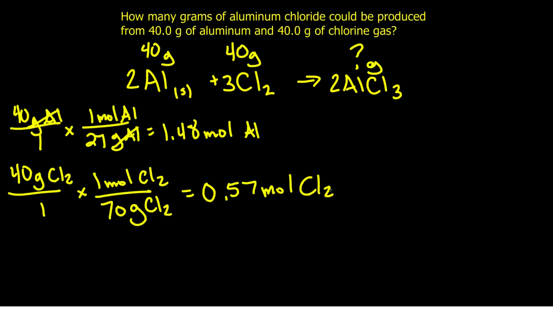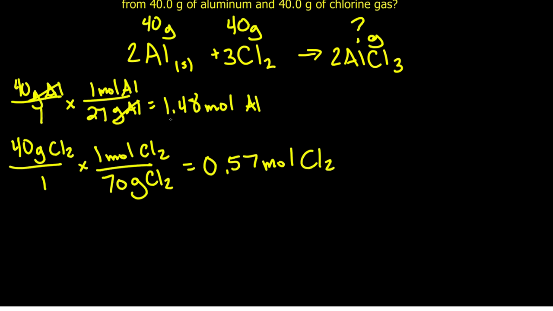Alright, now you can figure out which one is the limiting reactant since we got moles. Let's look at our balanced equation real quick, take a little guess. So I need 2 aluminums for every 3 chlorines. So I should have a higher amount of moles of chlorine. Doesn't look like we do right now, so let's see if we can figure it out mathematically. So I'm going to start with aluminum. And I'm asking myself, how many moles of chlorine gas do I need to fully react 1.48 moles of aluminum?